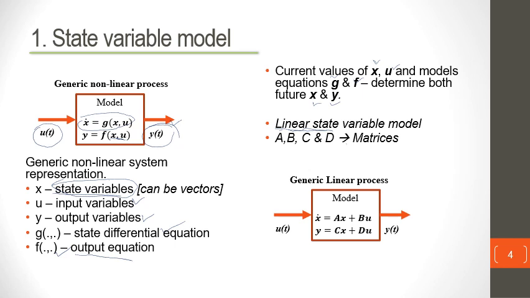So a state variable model for a linear system is represented by a set of 4 matrices A, B, C, D, and the state differential equation g becomes a linear differential equation in x and u: x dot is equal to A times x plus B times u. And then the output function f becomes the output matrix equation, which is linear in the state x and the input u, and the output becomes y equals C times x plus D times u.